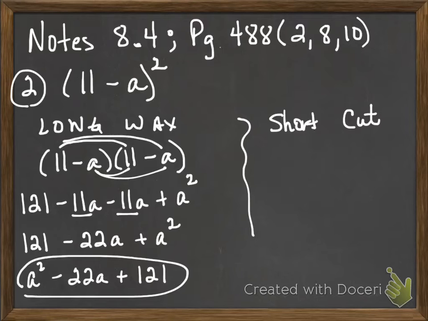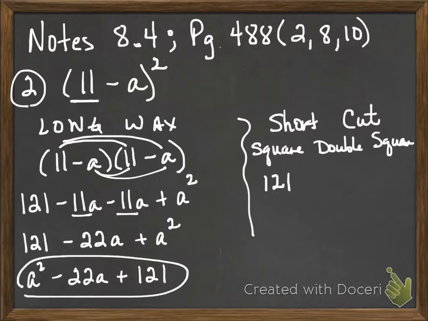Alright, if you choose the long way, that's perfectly fine, but I want you to know there is a shortcut, and it's called square, double, square. You'll take the first term in your binomial and you'll square it. So you'll do that in your head. 11 squared is 121.